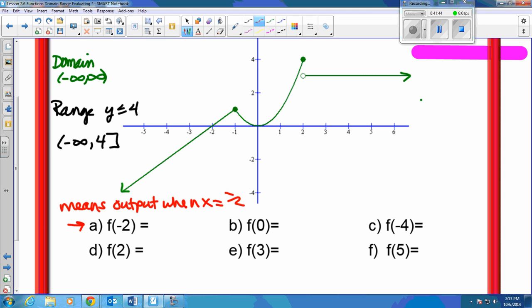So all I have to do is read my graph. I want to know what the y value is when x is negative 2. When x is negative 2, what's the y value? 0. So f of 0, when x is 0, what's the y value? 0. f of negative 4, when x is negative 4, what's the y value? Negative 2. f of 2, when x is 2, what's the y value? Where is it filled in? 4. This is an open circle. It does not exist on my graph. f of 3 says the y value when x is 3 is 3. f of 5, the y value when x is 5 is 3.